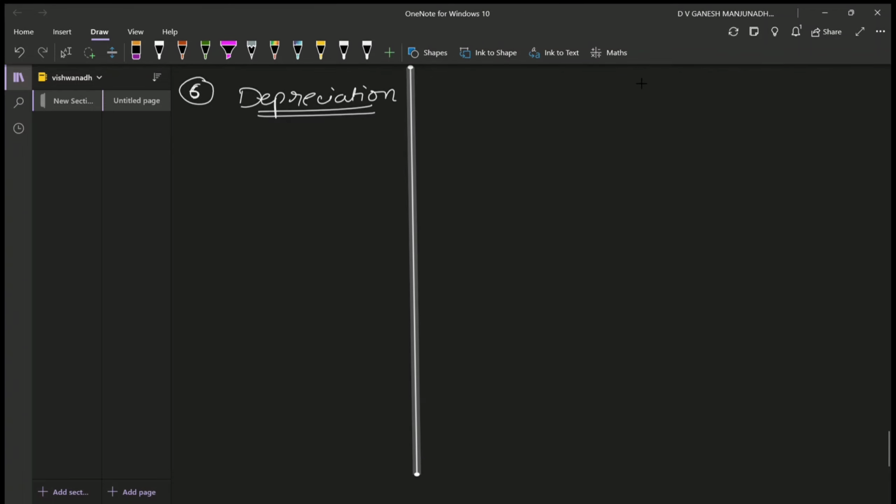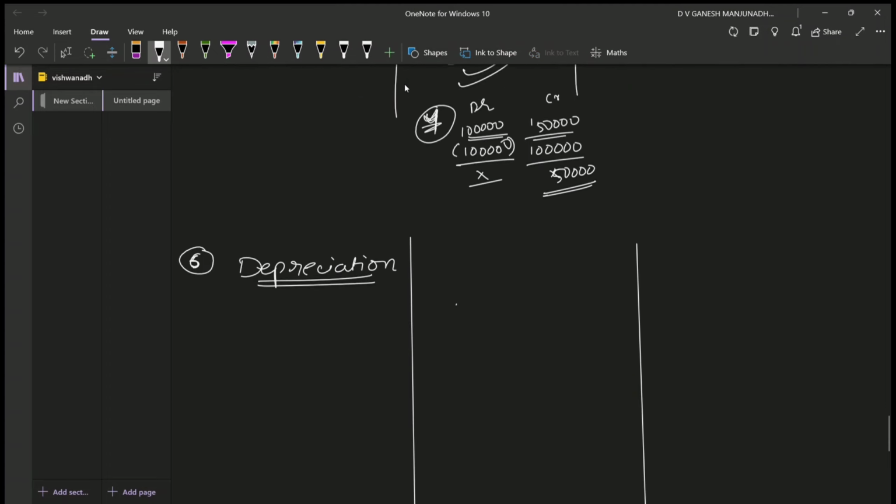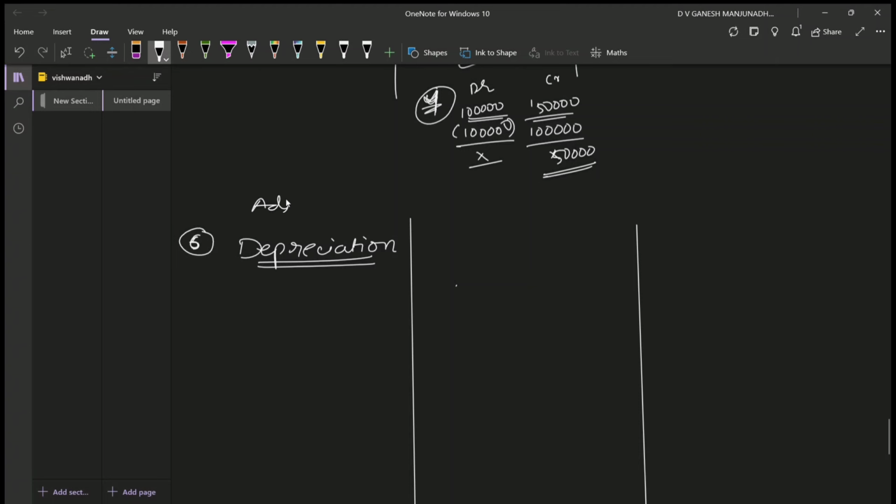This is the place where the effect in trading and P&L account is shown, and this place is for the balance sheet. Here we are going to write the adjustment entry, the effect in trading and profit and loss account, and here the effect in balance sheet.